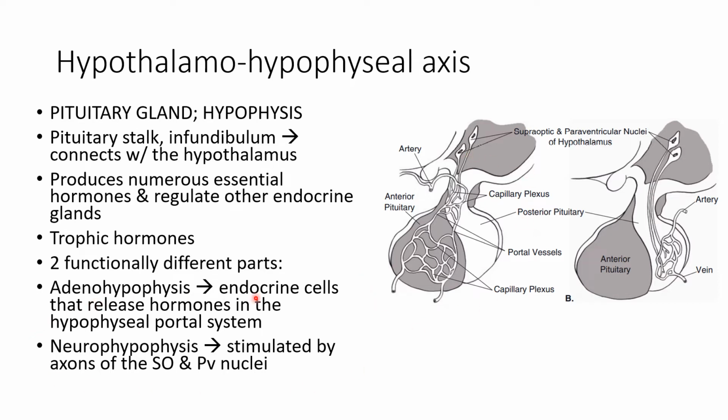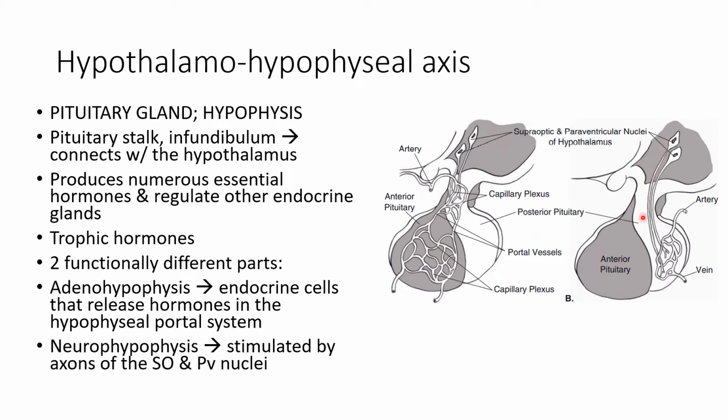You have your adenohypophysis, which is your anterior pituitary. It has endocrine cells that release hormones in the hypophyseal portal system, which is a system of blood vessels that connect the hypothalamus and the anterior pituitary. Then we also have your neurohypophysis, or your posterior pituitary gland, which is neuroregulated because it is stimulated directly by the nerve endings of the said nuclei.